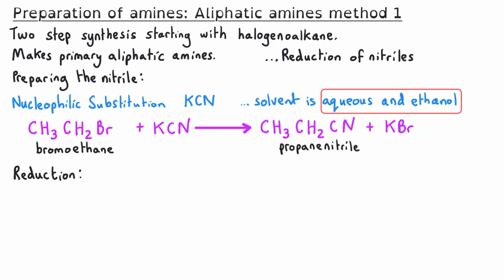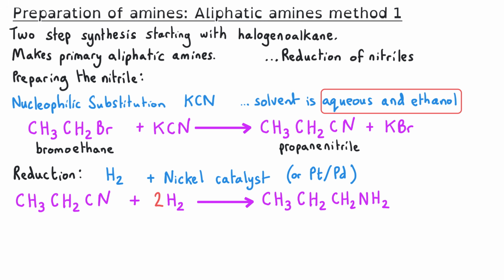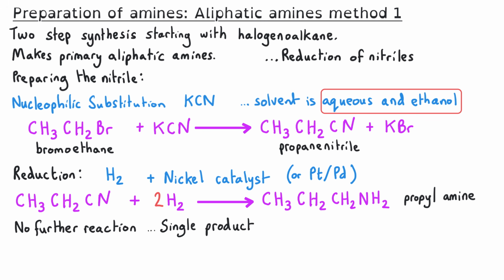To carry out the reduction, we would add hydrogen and a catalyst that would typically be nickel, but could also be platinum or palladium. The equation for this reaction has our propane nitrile reacting with two molecules of hydrogen to produce, in this case, propylamine. In this process, no further reaction can occur, and therefore we get a single product, our desired primary amine, and so the reaction will have a very high atom economy.